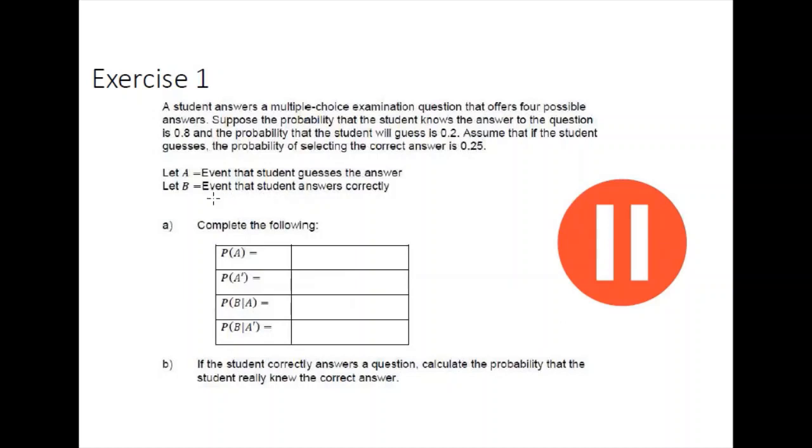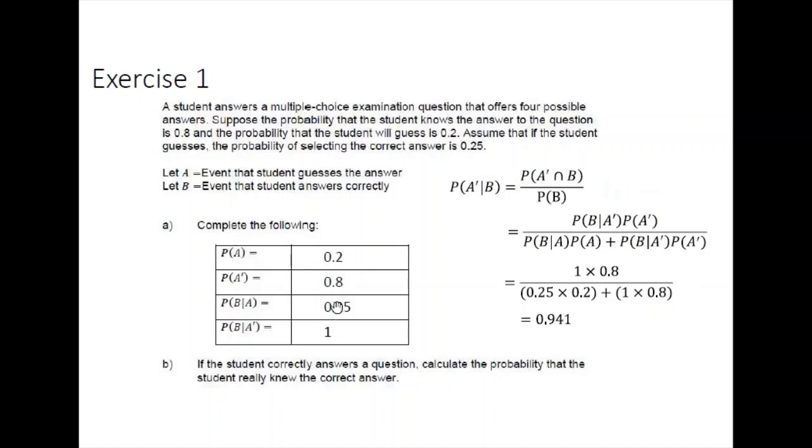B is the event that the student answered correctly. So the probability of answering correctly if a student guesses, where A is guessing the answer. If a student has guessed the answer, so we have this "if," which is the conditional probability. If a student guesses the answer, the probability of selecting the correct answer is 0.25. So this one is 0.25.